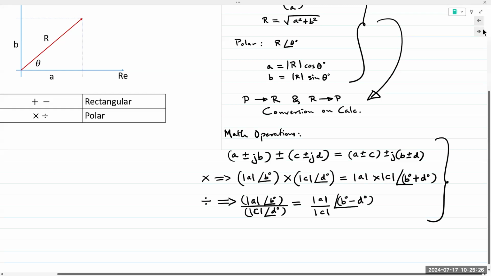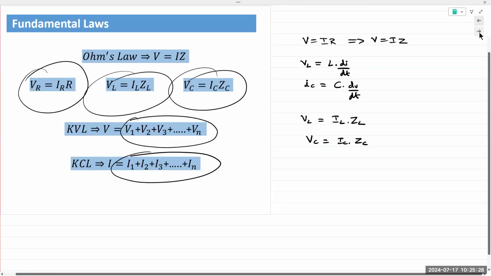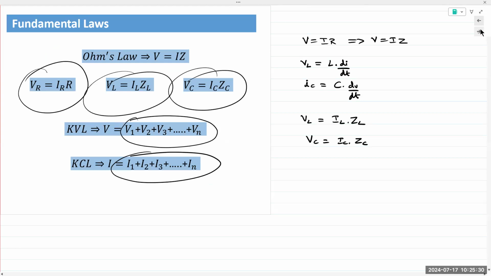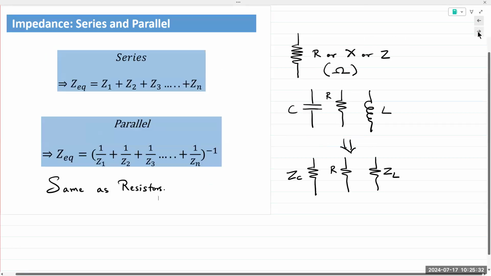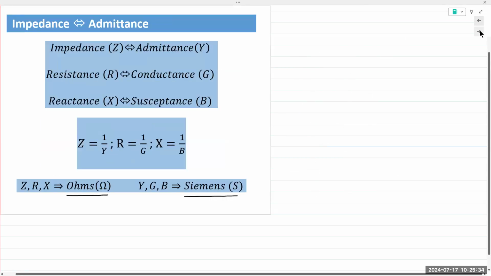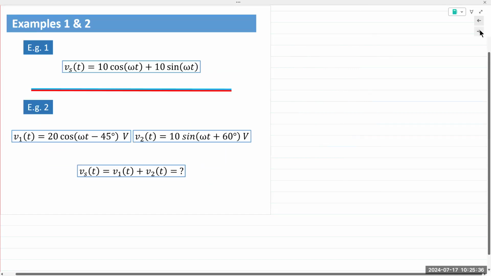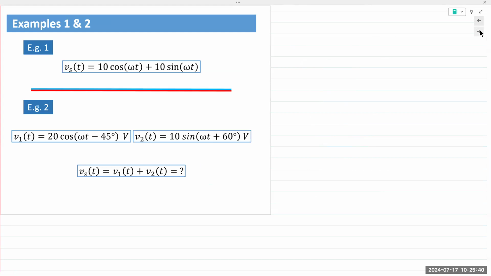So let's take a 10-second pause before we get to the examples. Let me know if you have any questions. Any questions from anyone?